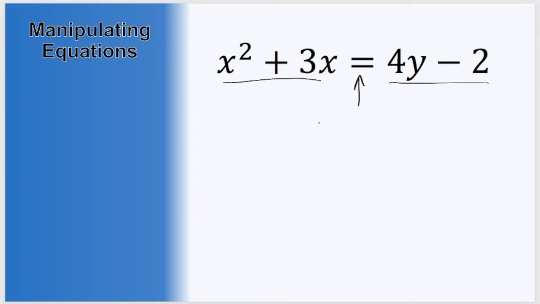We are allowed to do almost anything we want to an equation. Add to it, subtract from it, multiply it, divide it, raise it to some power, pretty much anything we want to do. However, in order for an equation to remain true, whatever operation we do to one side, we must do to the other side as well.